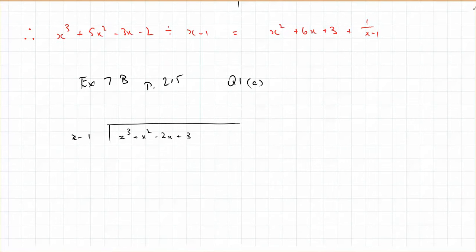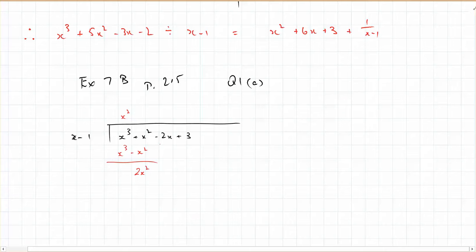Right, so pause now. Right, welcome back. Now this is what I reckon. I'm going to put up top the term that, when multiplied through by x minus 1, will eliminate my x cubed. So that's going to be x squared. x squared times x minus 1 is x cubed minus x squared. Now subtract. x cubed is gone, beautiful. x squared minus minus x squared is 2x squared. And I'll bring down my minus 2x plus 3 as well.